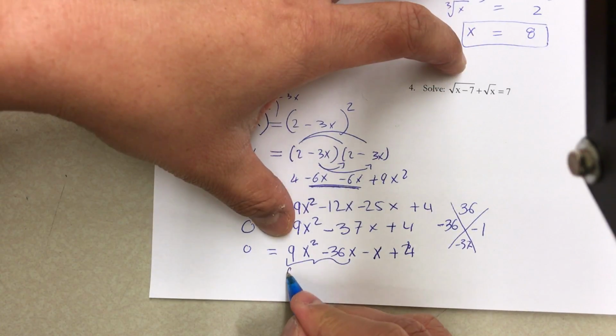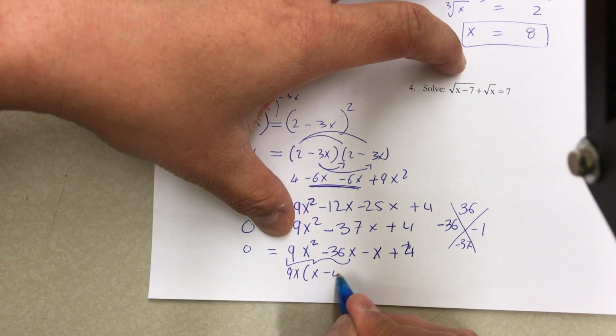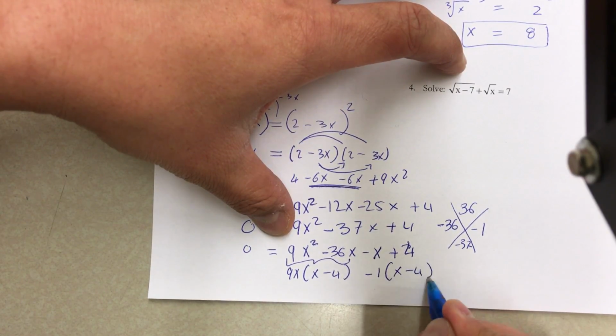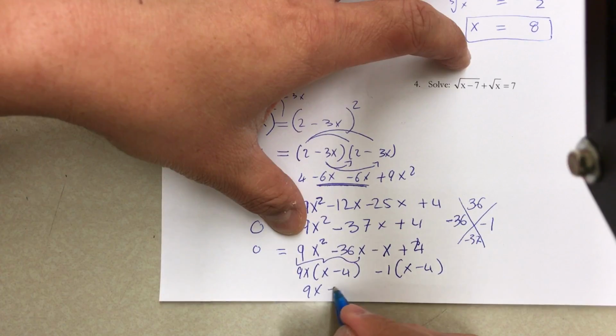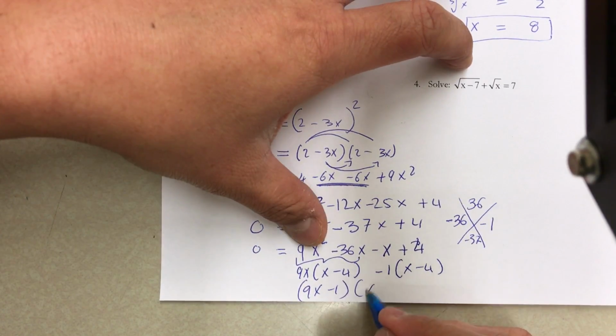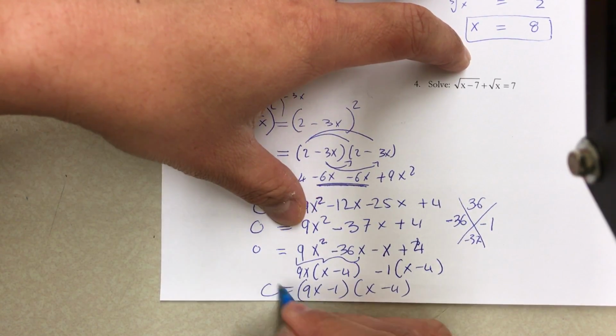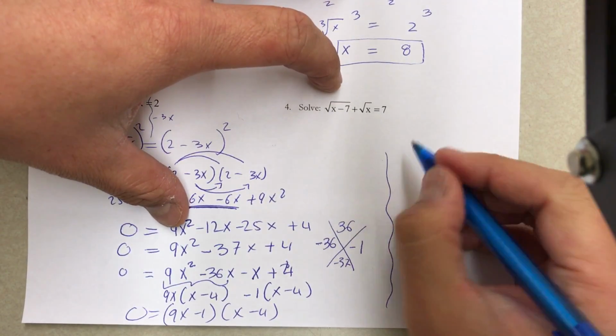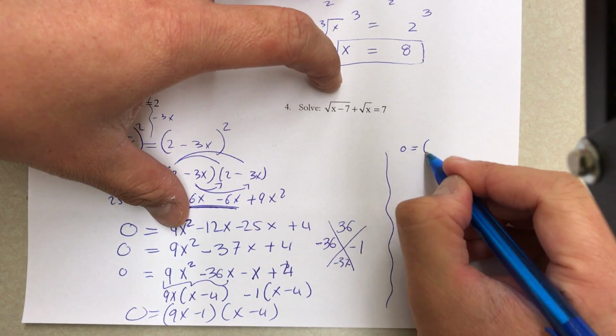So you can take out a 9x, x minus 4. You can take out a minus 1, x minus 4, okay? So then you have 9x minus 1 followed by x minus 4 equals to 0. So let me finish this problem over here. Here's what we have.